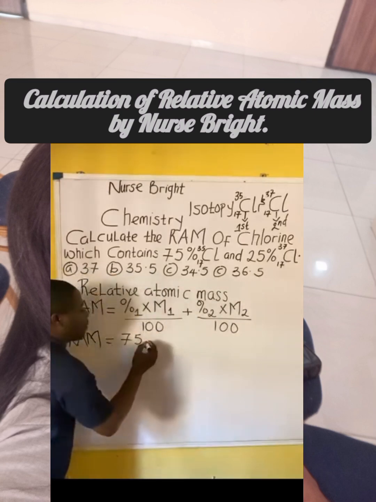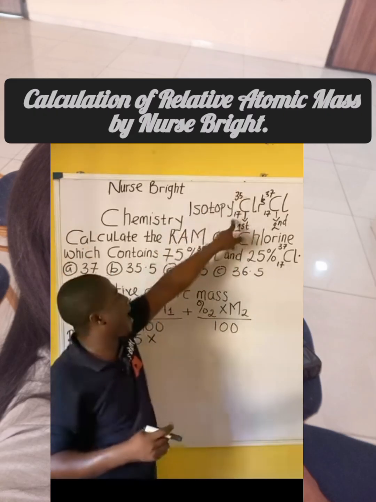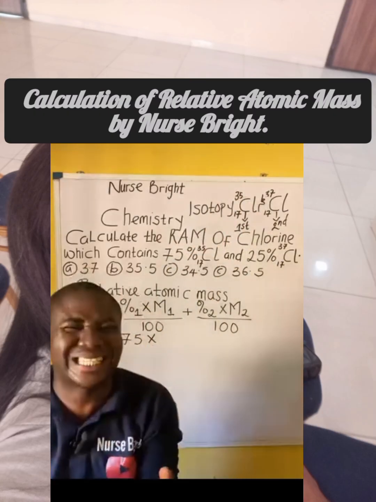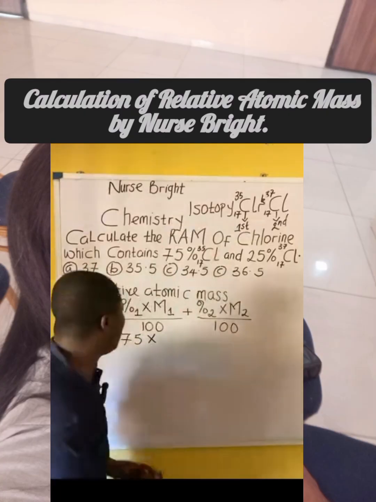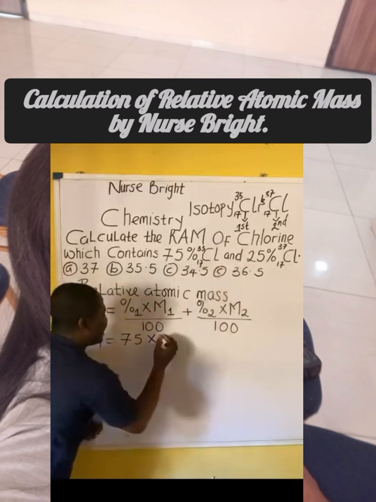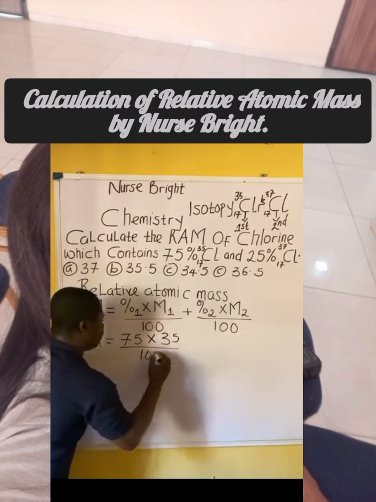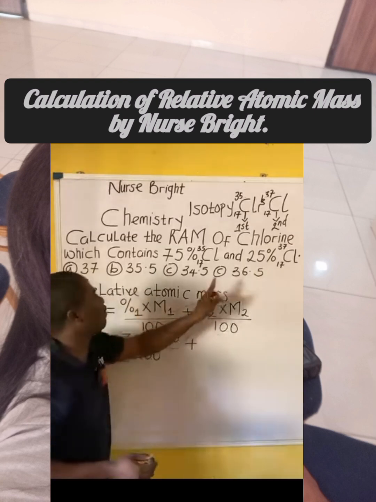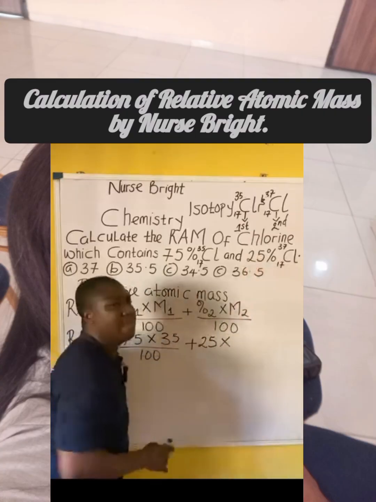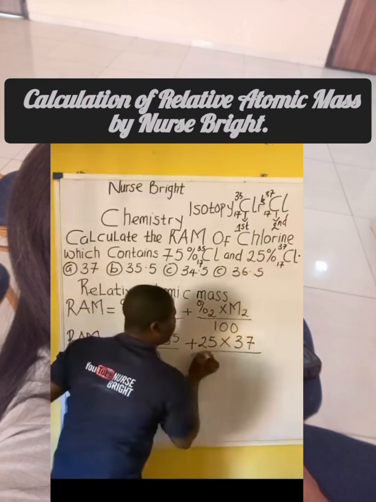So, 75% times M1, the mass number of the first isotope. I told you mass number is always located up, atomic number is located down. Mass number can also be called atomic mass. So 75 times M1, what's the mass number of this chlorine 35 17? It is 35, because the up value is your mass number, divided by 100, plus the percentage of the second isotope, which is 25%. So 25 times M2, the mass number of the second isotope, which is 37, divided by 100.